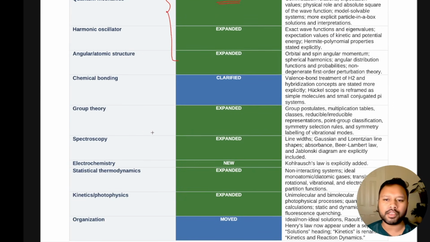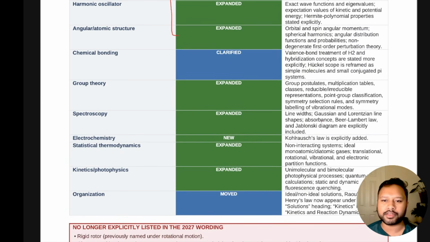In group theory, like group postulates, multiplication table, reducible and irreducible representations, point groups, symmetry selection rules, symmetry labeling of vibrational modes, all these things you already study, but now they have been expanded. Then again for spectroscopy, these things are expanded, like line width, Gaussian and Lorentzian line shapes, then absorbance, Beer-Lambert law, Jablonski diagram.